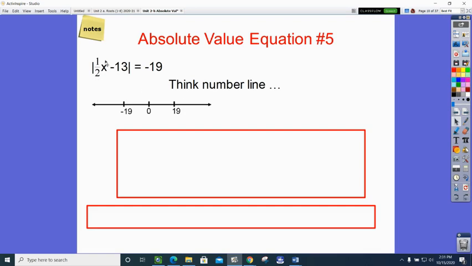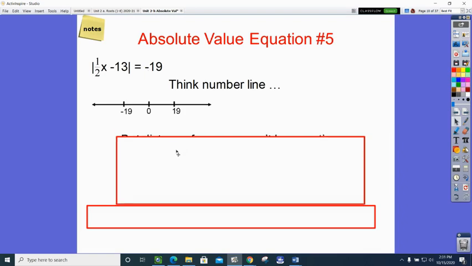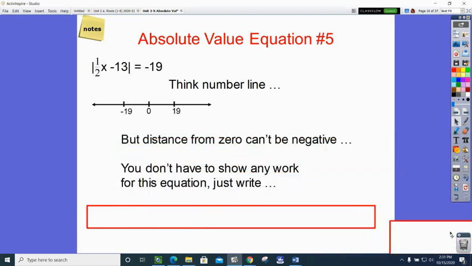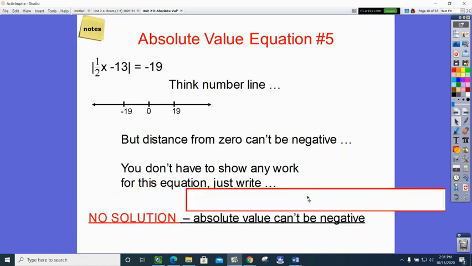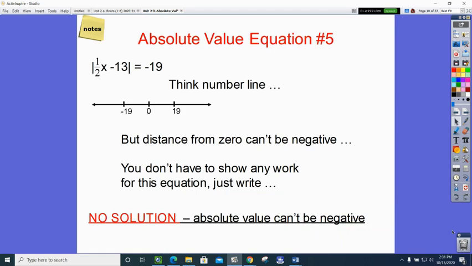Okay, did you catch it? Absolute value is isolated. Can it ever be equal to a negative? And the answer is no. Can't have a distance from 0 to be negative. You don't have to show any work here. You can just say, what do you think it is? No solution. The absolute value can't be negative. You can't check it. You move on. You're a happy guy or a happy girl.